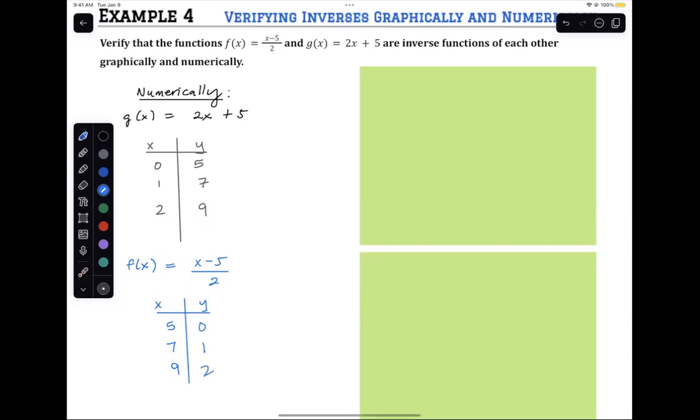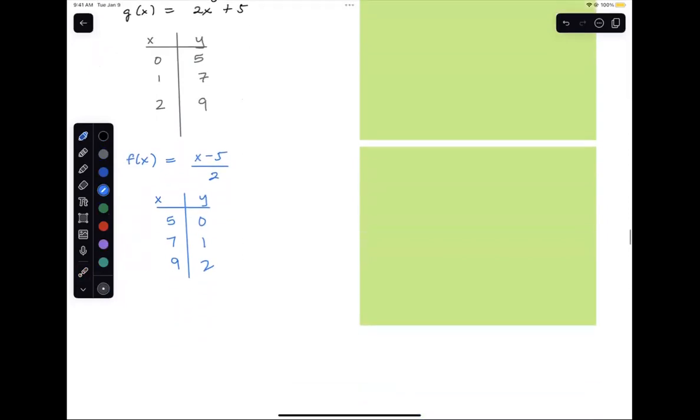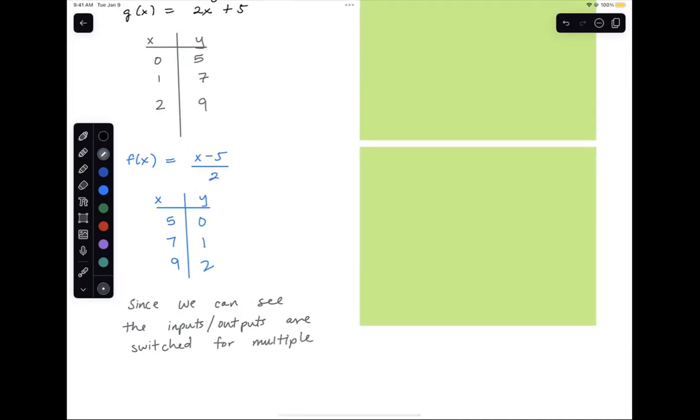So it looks like these two functions are inverses numerically. Since we can see the inputs and outputs are switched for multiple values, we could say that f and g are inverses.